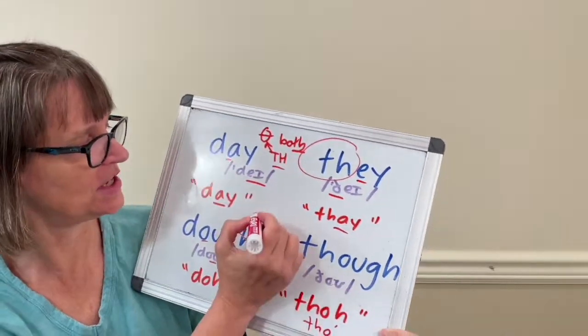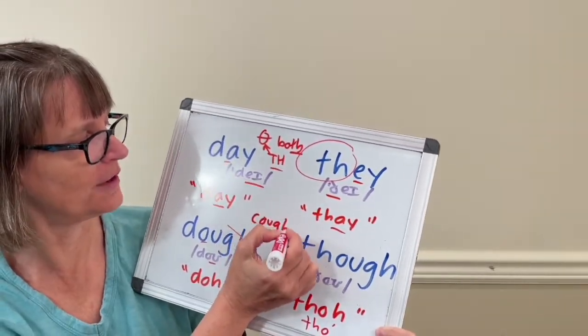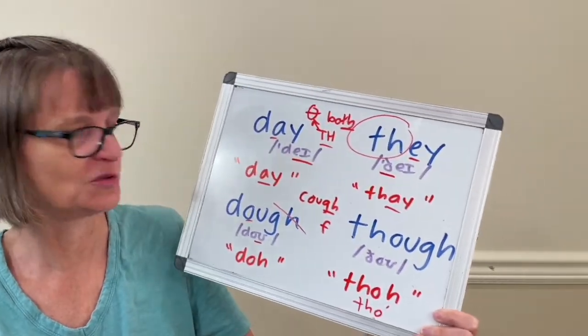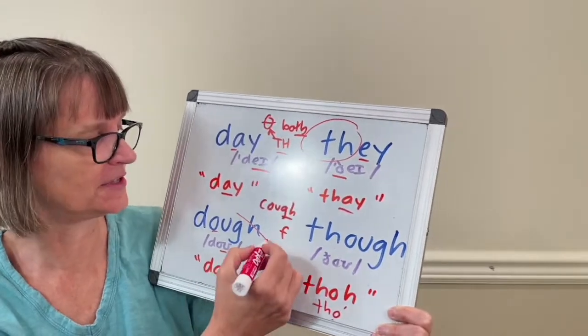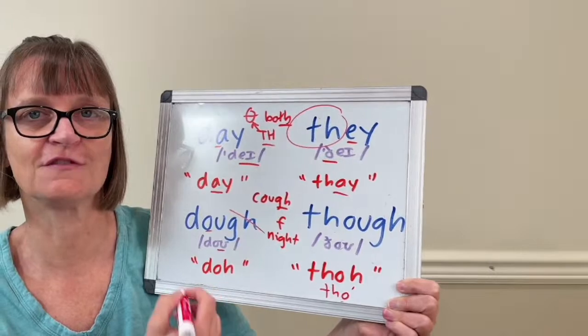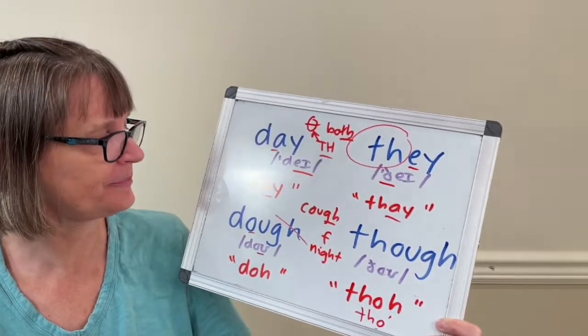Some words with GH at the end, like cough or enough, the GH says the f sound. In these words, it's silent. Also, it's silent in words like night or right. It just affects how we say the vowel.